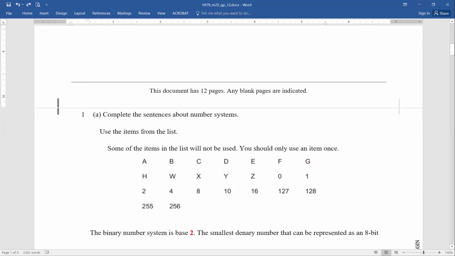Complete the sentences about number systems. Use the items from the list. Some of the items in the list will not be used. You should only use an item once. Now, this is a paragraph. This is a very easy one. You can do it in your book very quickly, and then we will discuss it together.